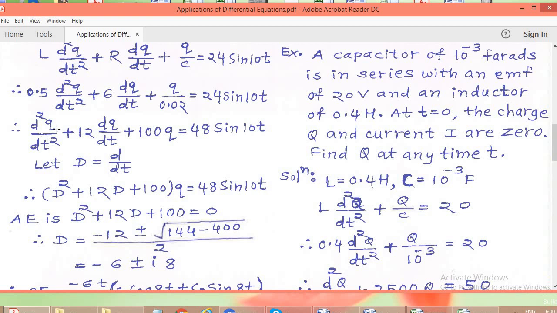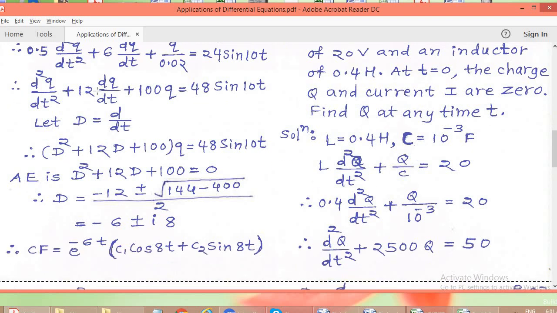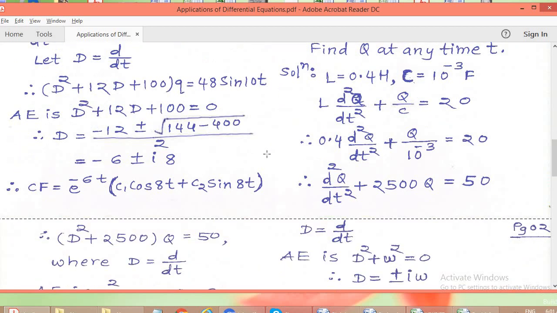Dependent variable is q and independent variable is t. So we define capital D as d by dt, and using this notation, this is capital D square plus 12 capital D plus 100 whole multiplied with q, and that is equal to 48 sin 10t. The auxiliary equation is D square plus 12D plus 100 equal to 0.